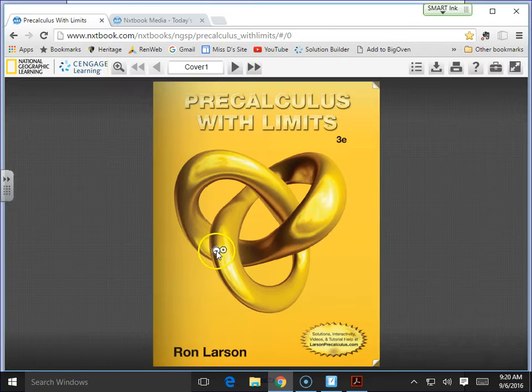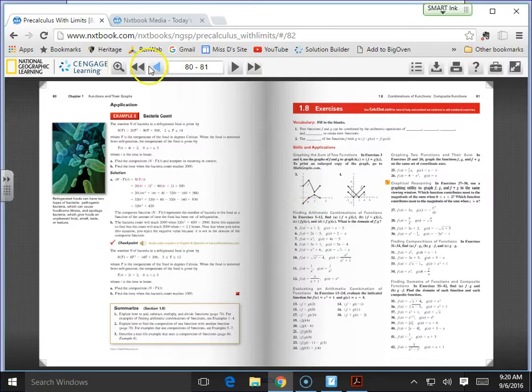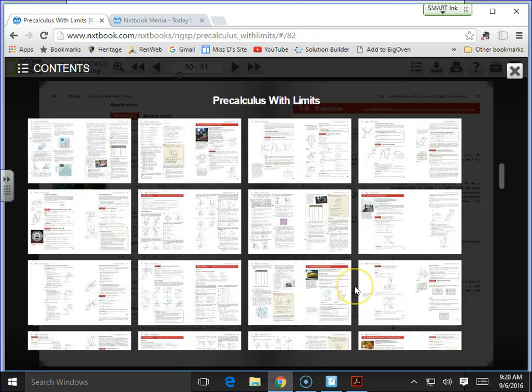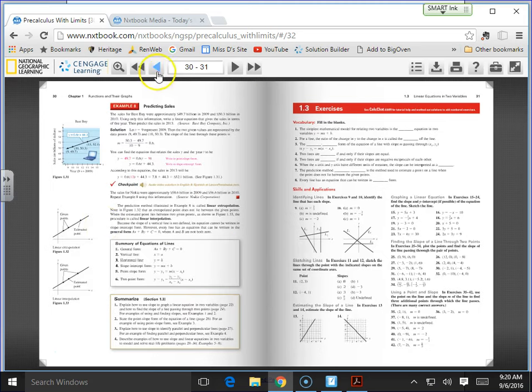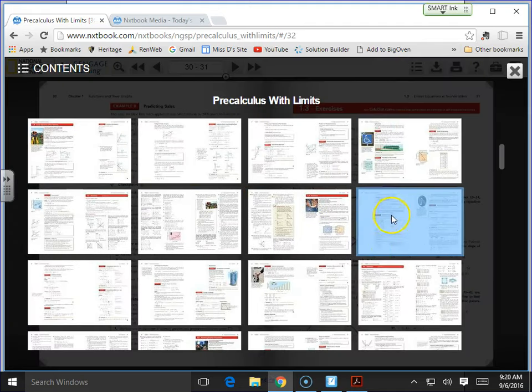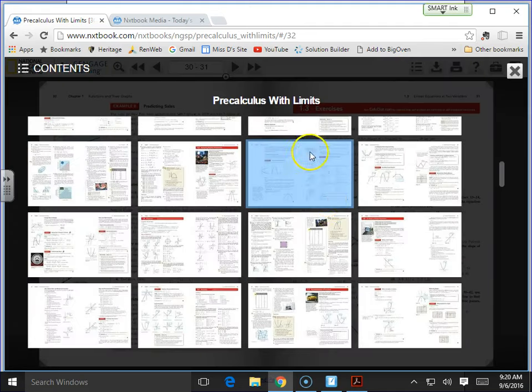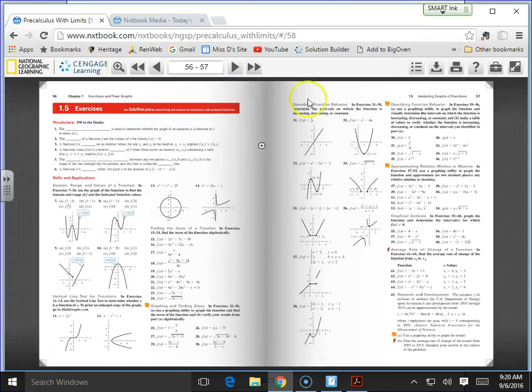Let's see, section 1.5. Is this it? Oh my. No, that's not it. That was too much fun. Now, that's 1.3. There we go. Okay, number 9.